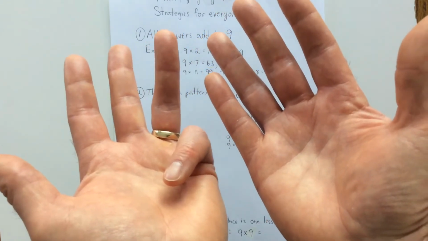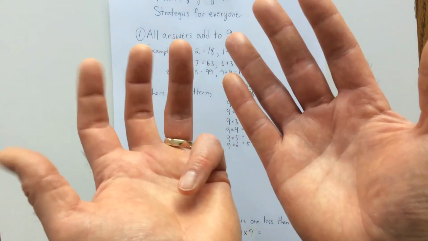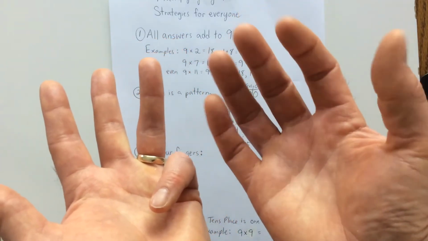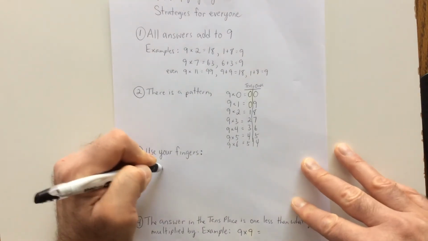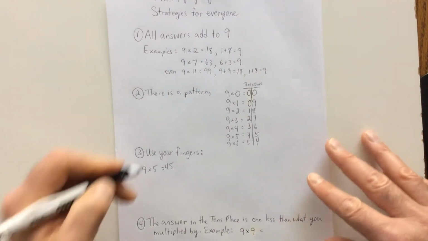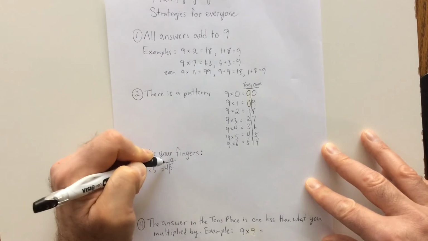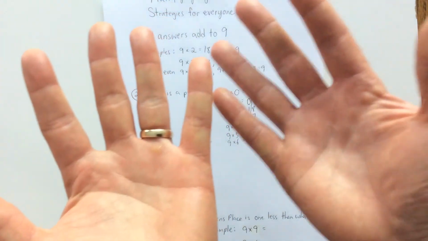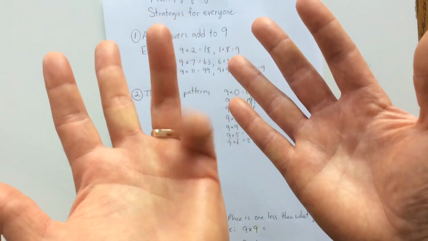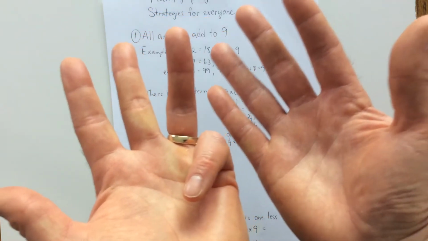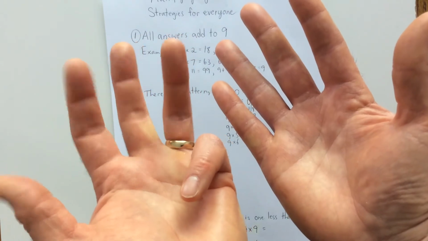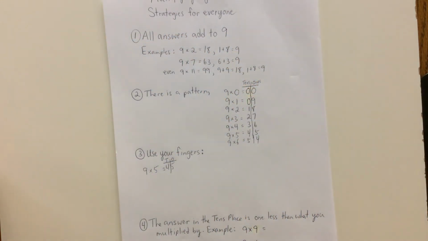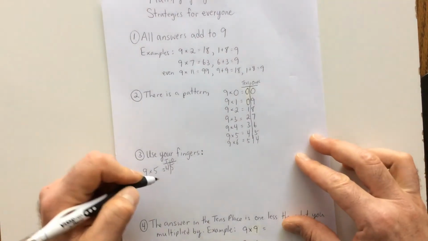So now I have to look at it as these are my tens, these are my ones. How many tens do I have? I have 4. How many ones do I have? 5. So my answer is 45. If I put ones and tens, you'll see that I have 4 tens, 5 ones. So again, 1, 2, 3, 4, fifth finger down, and then I count 45. Okay? Now, next example, 9 times 8.